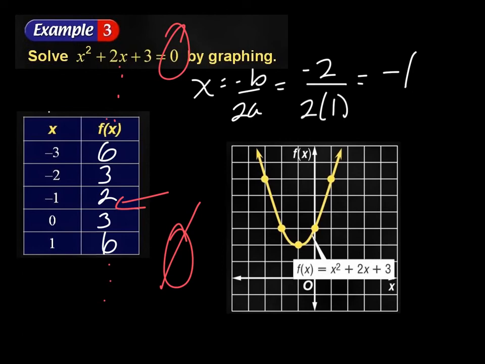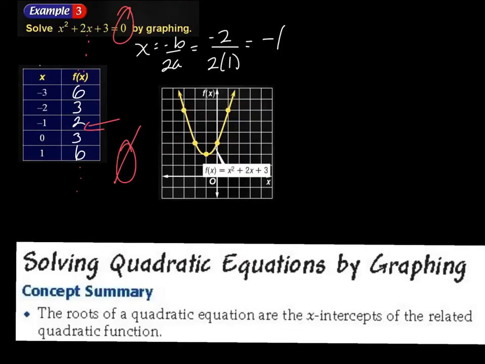So there are three things that can happen with a quadratic equation. Either it can cross twice, which happens a lot, just once when we have a double root, or not at all in situations like this. The roots of a quadratic equation are the x-intercepts of the related quadratic function.